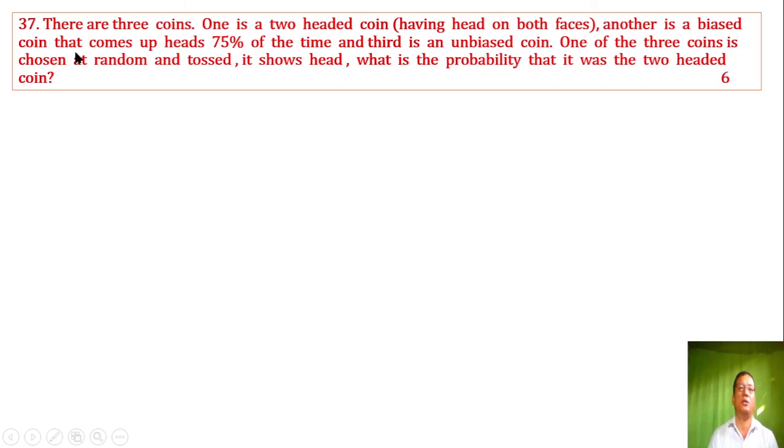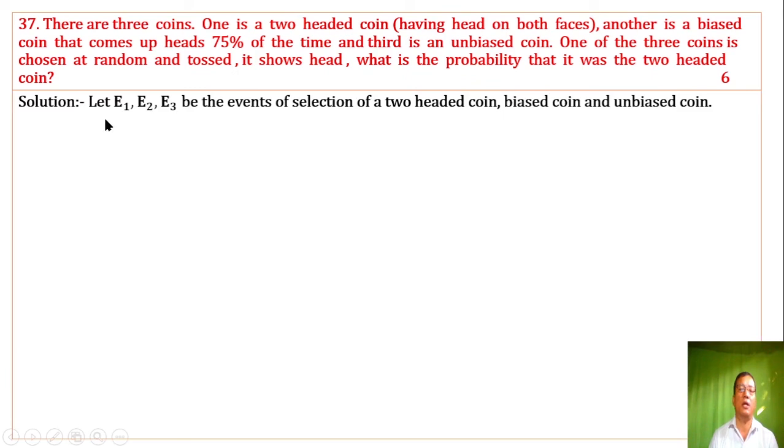Question 37. There are three coins. One is a two-headed coin having head on both faces. Another is a biased coin that comes up head 75% of the time. And the third is an unbiased coin. One of the three coins is chosen at random and tossed. It shows head. What is the probability that it was the two-headed coin?